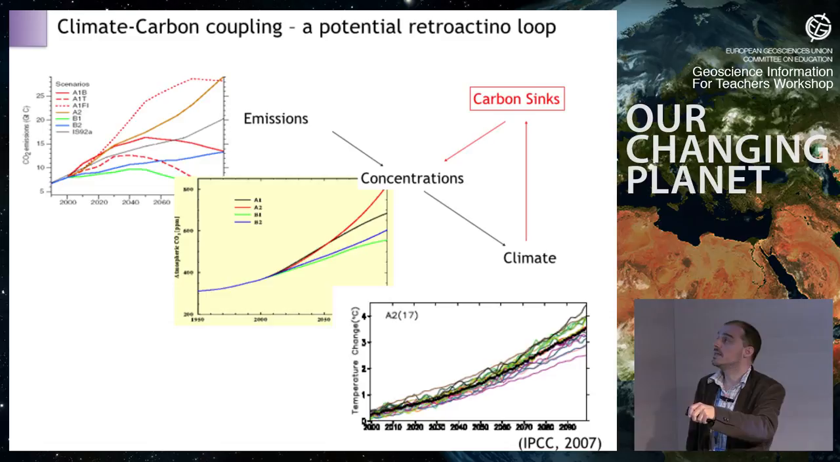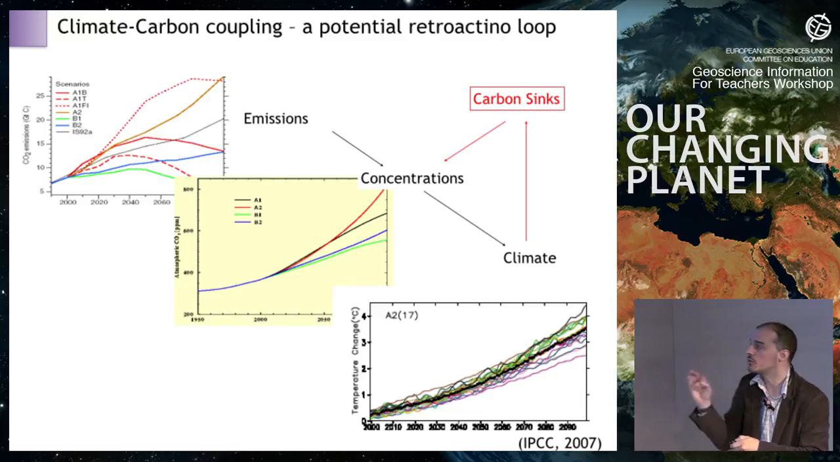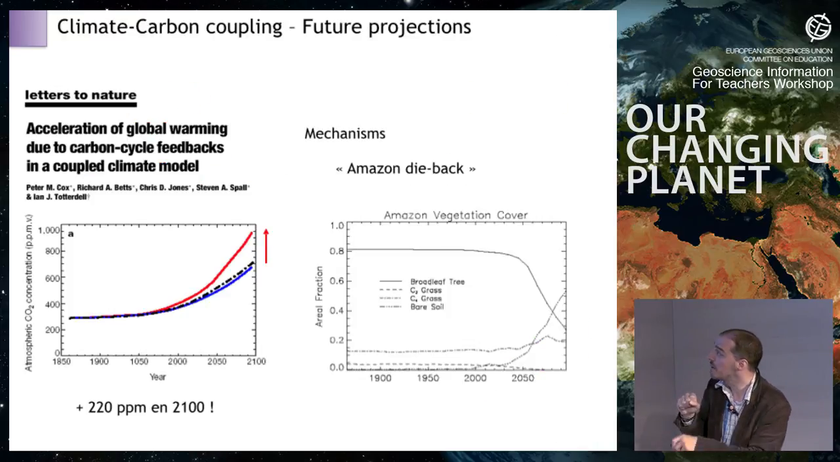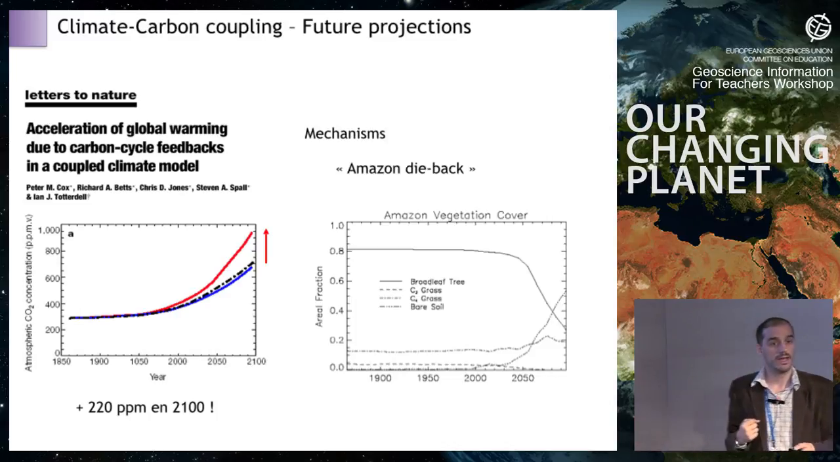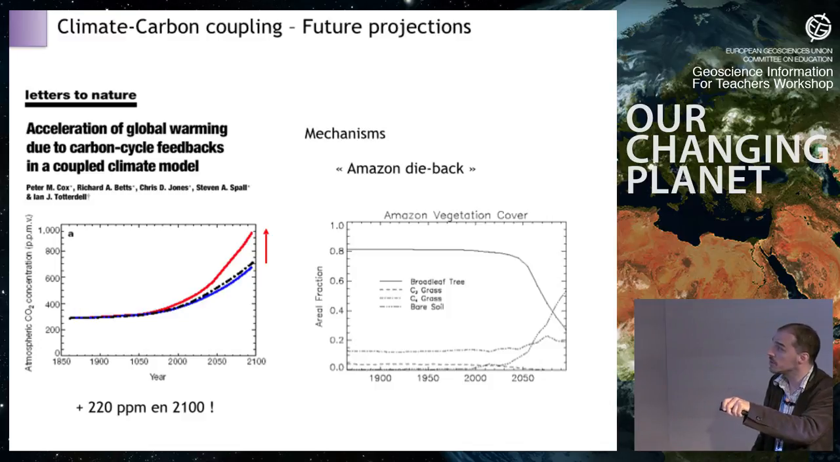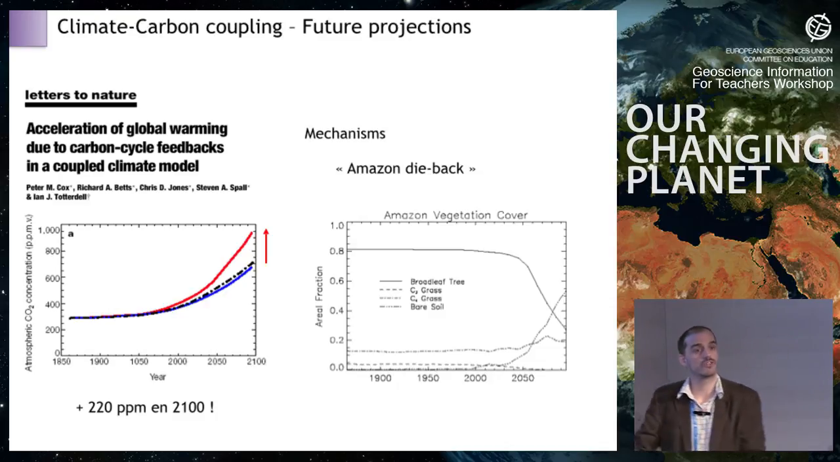And the coupling that I'm talking about now is the following. If climate is influencing the carbon sinks, then you have a potential feedback, a potential loop here that can be positive or negative. So maybe I won't go into too much detail if I want to keep some time, but there's been this paper in 2000 in Nature with a model coupling the climate system and the carbon system. And they were showing basically that if you take into account this coupled feedback, it's a positive feedback loop, and CO2 increases much more rapidly in the atmosphere if you take into account the carbon cycle feedbacks due to climate change. And in that case, because of climate change, Amazon vegetation was decreasing, they were simulating an Amazon dieback, and then CO2 was increasing much more.